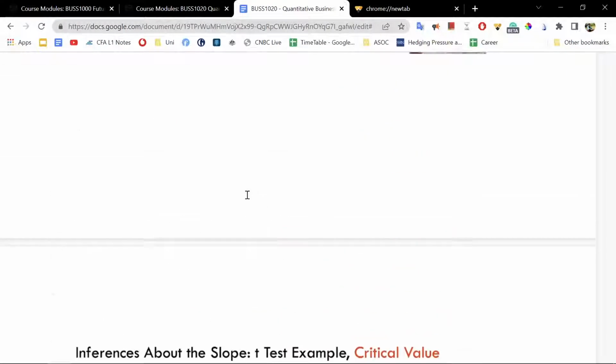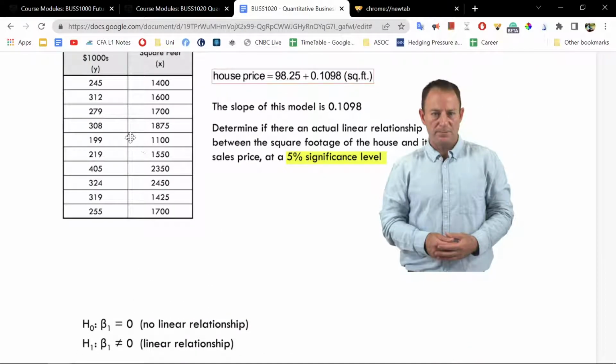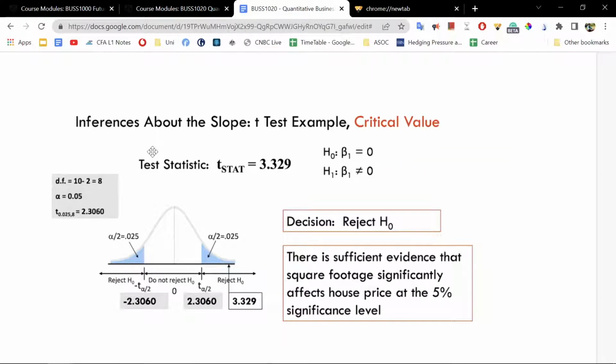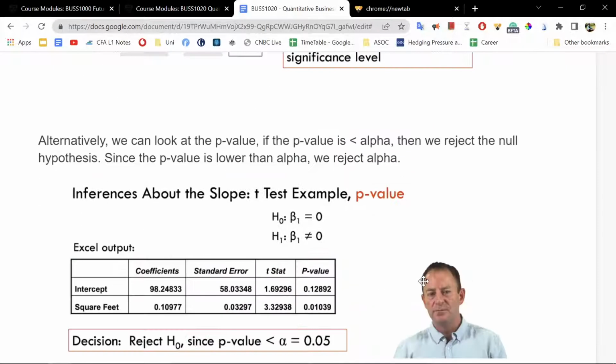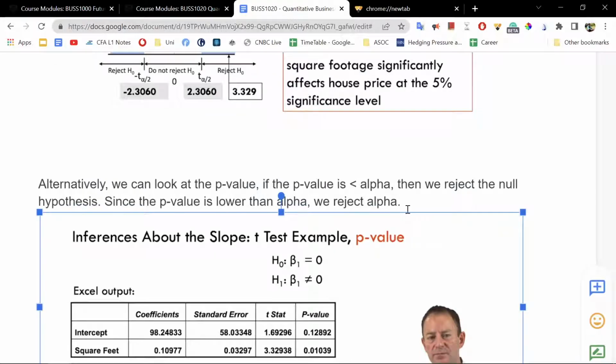However, the t-stat, based on the calculation from the Data Analysis ToolPak, puts our t-test statistic at 3.32, therefore it is in the rejection region. So there is significant evidence that square footage affects the house price at a 5% significance level.